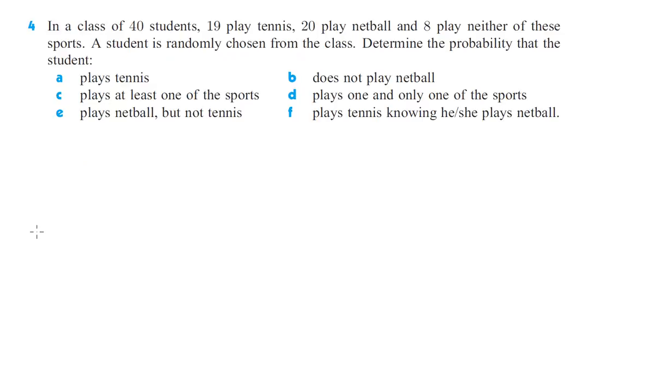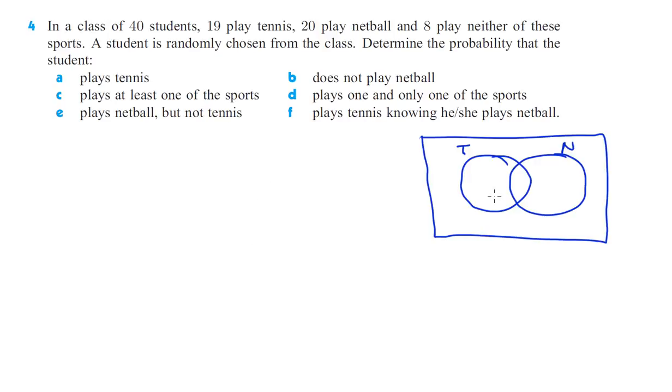4. In a class of 40 students, 19 play tennis, 20 play netball, and 8 play neither of these sports. A student is randomly chosen from the class. Determine the probability that the student does one of these things here. Your best bet on this one here is to draw a Venn diagram and fill it all in, and then that makes all these questions a lot simpler.